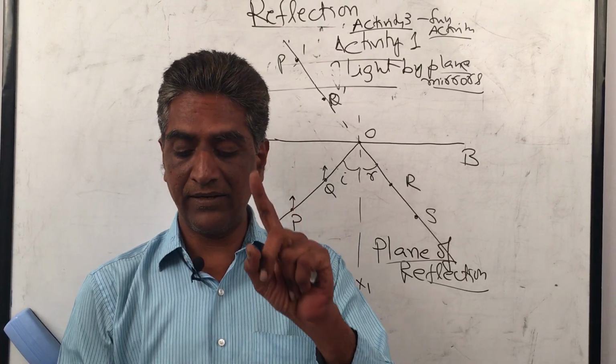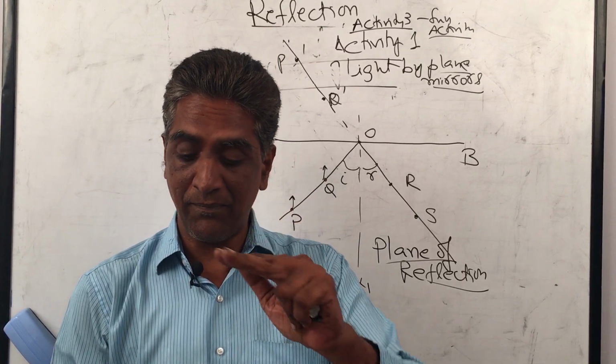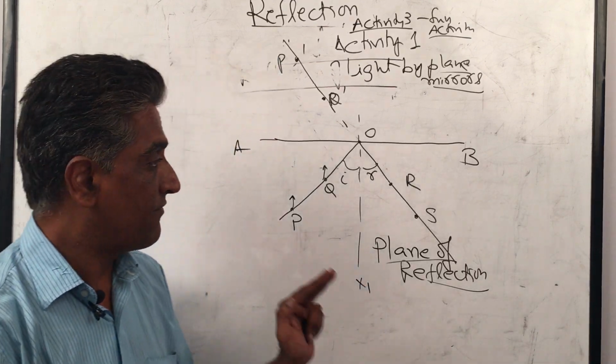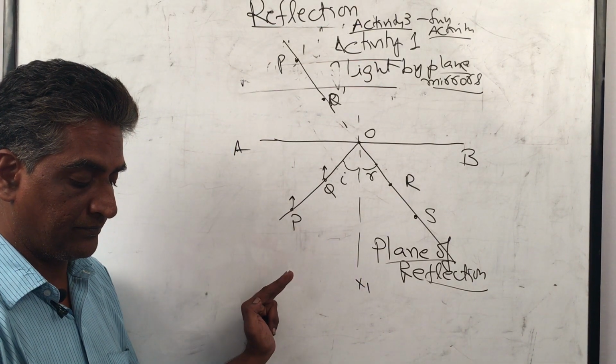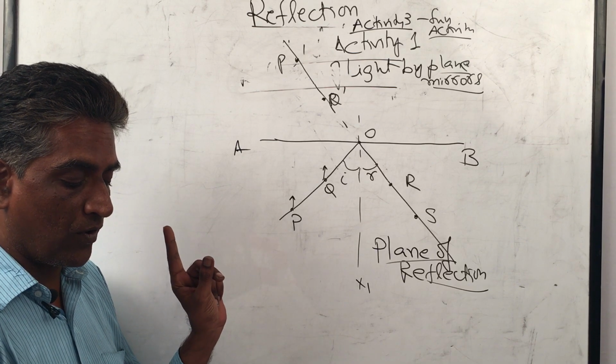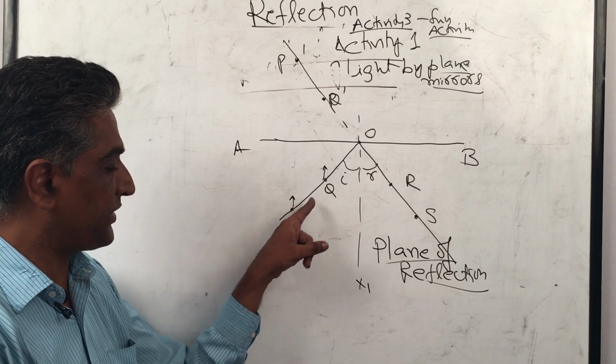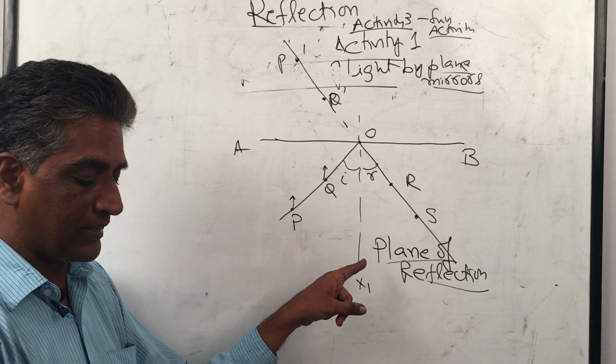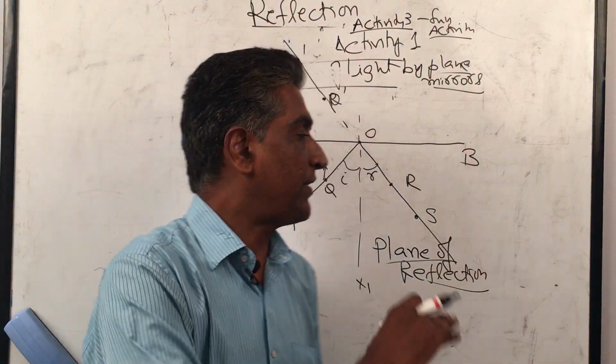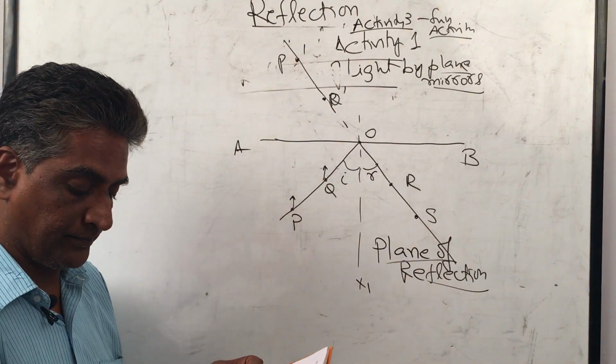If the incident ray, reflected ray and normal are in the plane parallel to the plane of the paper, where will that plane be? Assume that the heads of all the pins pierced at points P, Q, R and S in the activity are at the same height. So we have to assume that they are at the same height.